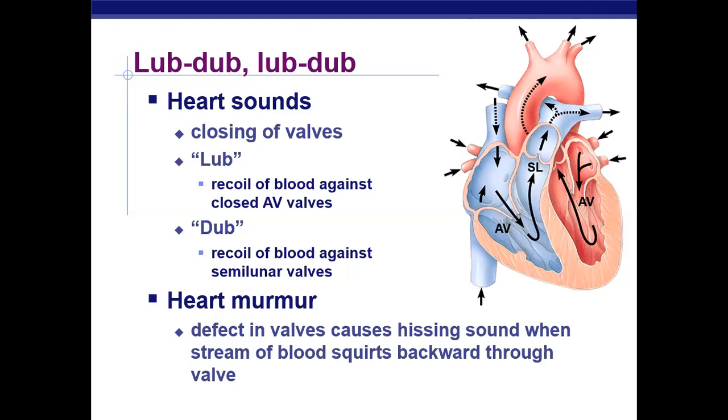A heart murmur is a defect in the valves that causes a hissing sound when a stream of blood squirts backwards through the valve. So in this AV valve right here, if when it closed, it didn't seal all the way, and in between heartbeats a little bit of blood seeped back the other direction, when you listened to that person's heartbeat, you could hear it seeping back through. In between the heartbeats, you could hear like a tss, and doctors are used to listening for that noise. That's what's known as a heart murmur, right?